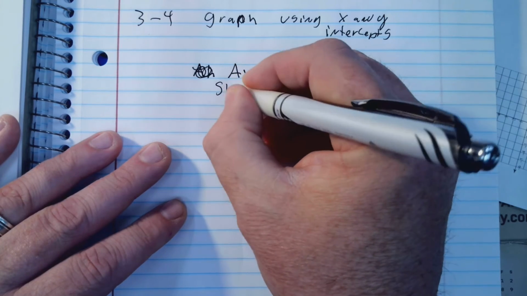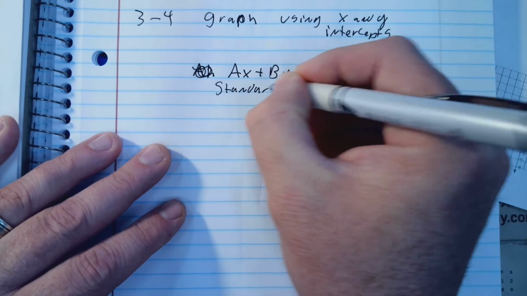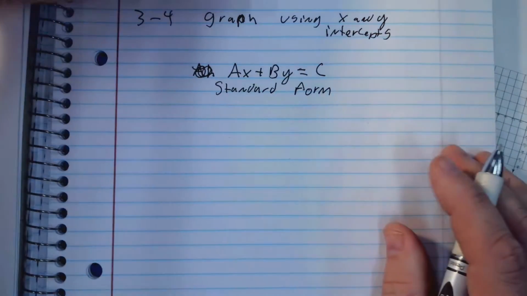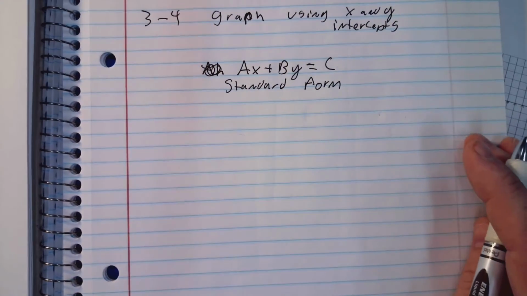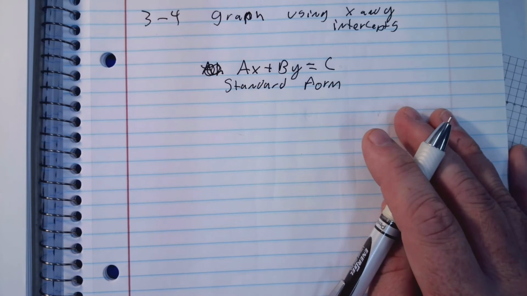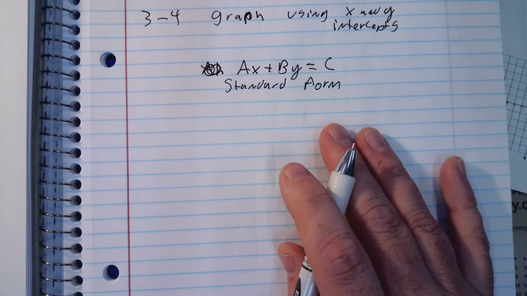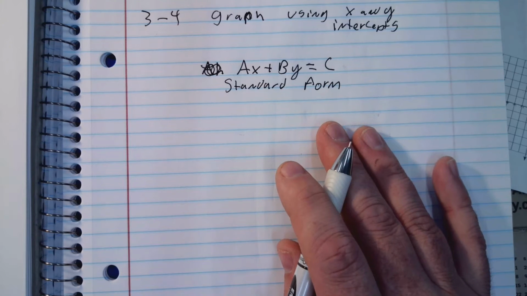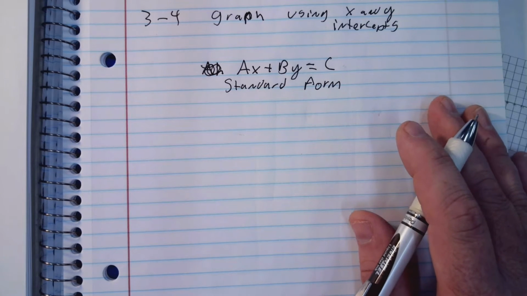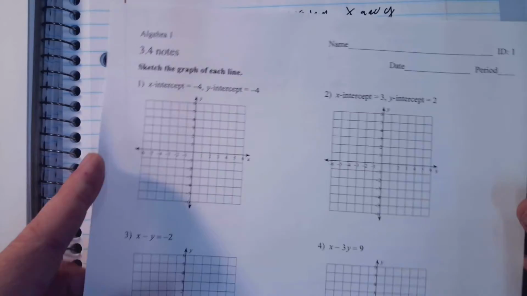This is called standard form. We will practice more with standard form in a different chapter, but for now, anytime it's in standard form, for today anyways, we're going to do this X and Y intercept graphing. Okay, and so I'm going to show you how X and Y intercept graphing works. So let's go ahead and get out this.